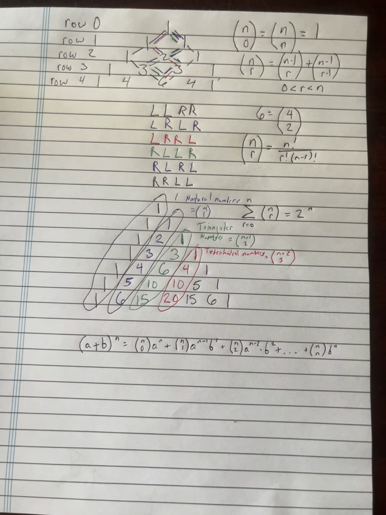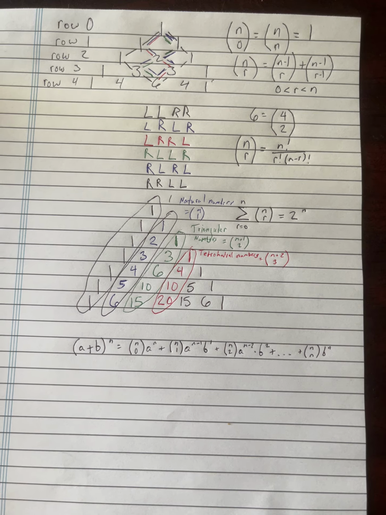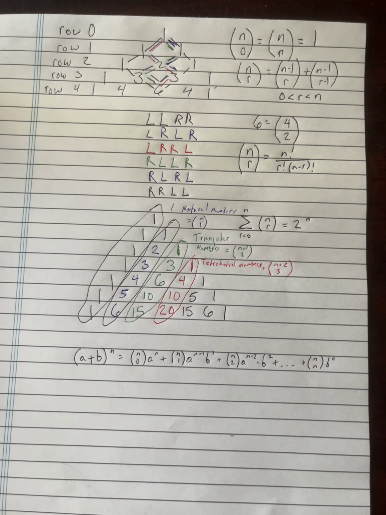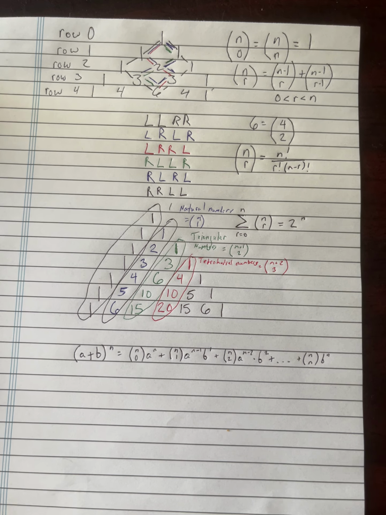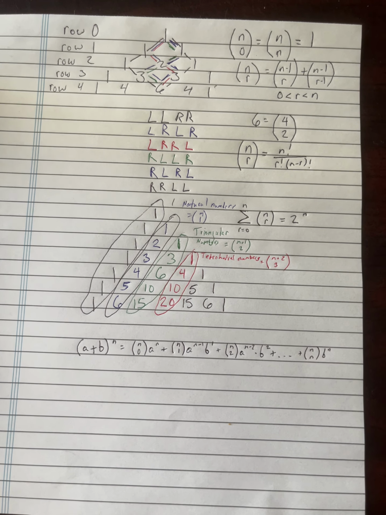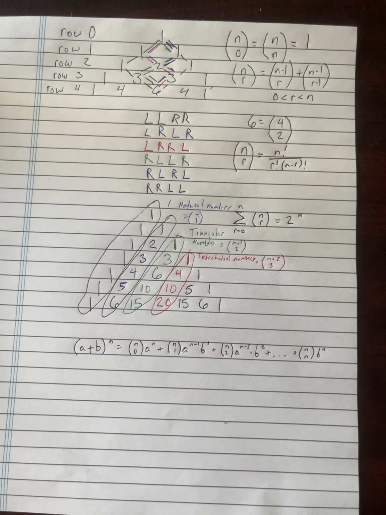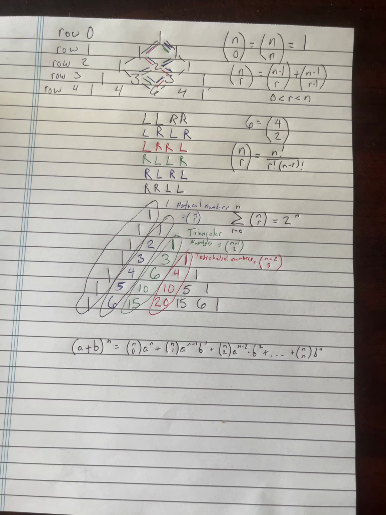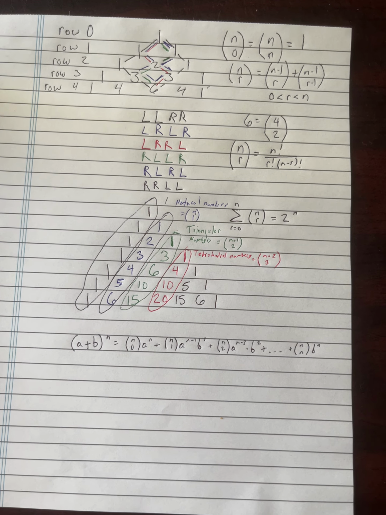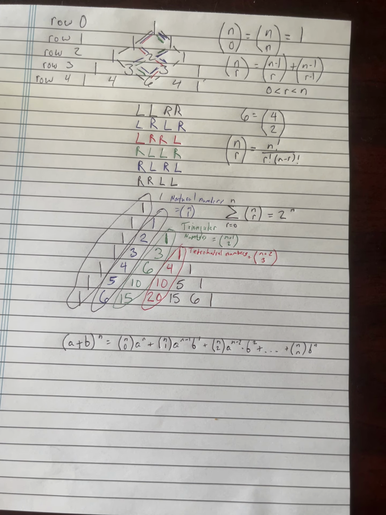Each number in Pascal's triangle is equal to the number of paths to reach that number from the top of the triangle by going down left or down right. In order to reach any number n choose r, you must go down right r times and down left n minus r times. Therefore, each number in Pascal's triangle is equal to the number of ways you can arrange a sequence of right r times and left n minus r times.